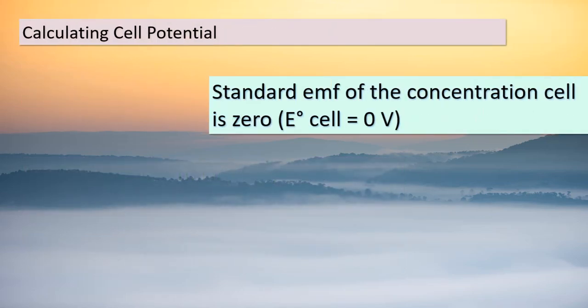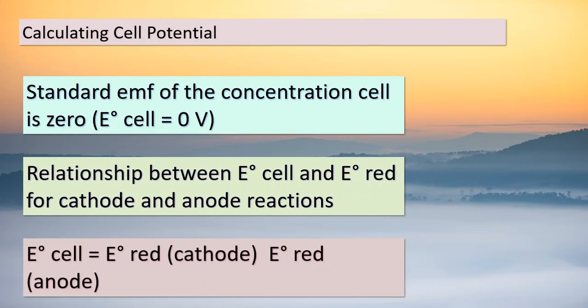Let's take a moment to uncover a crucial aspect of this concentration cell's behavior: calculating the cell potential. Interestingly, even though the standard EMF of this concentration cell is 0, E degree cell equals 0 volts, there's more to explore. The relationship between the standard cell potential, E degree cell, and the standard reduction potentials, E degree red, of the cathode and anode reactions holds a key to understanding this.